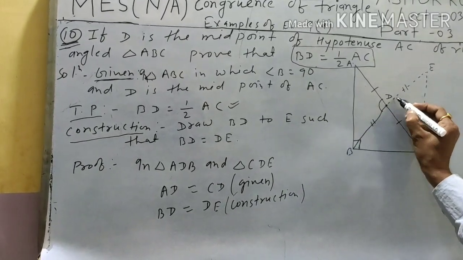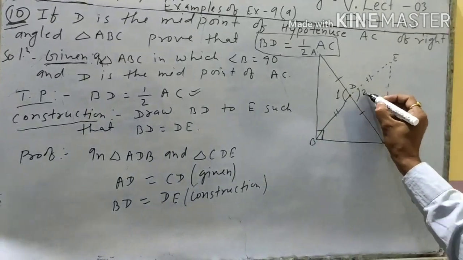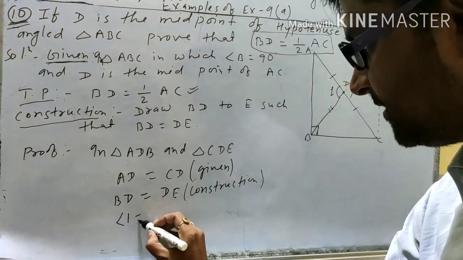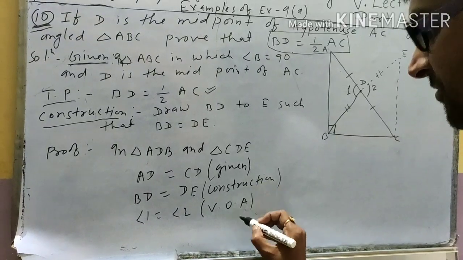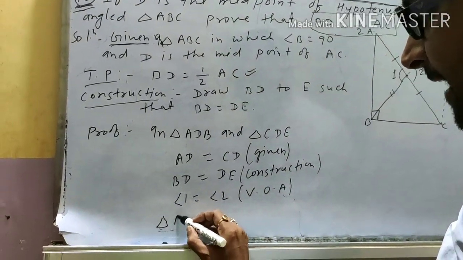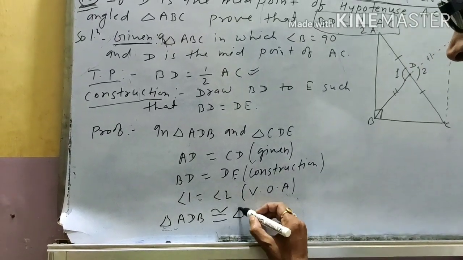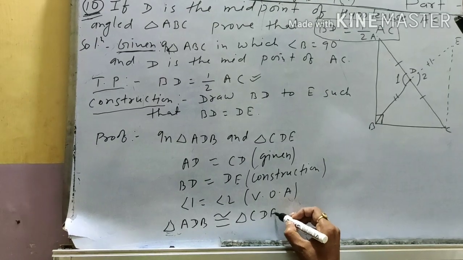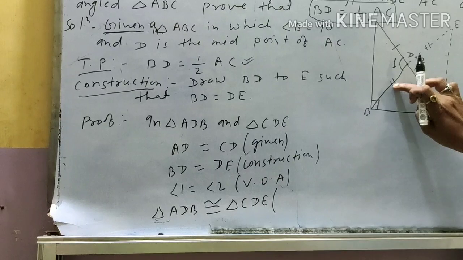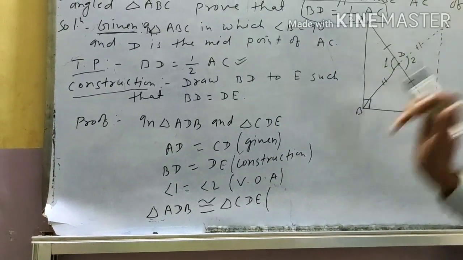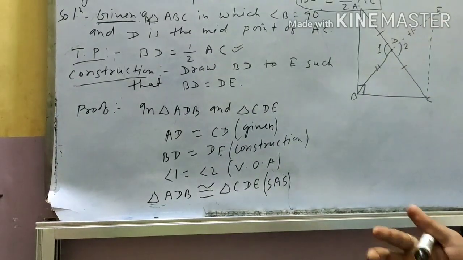And this angle is equal to this angle. So we can write here angle 1 and angle 2. Angle 1 is equal to angle 2, vertically opposite angles. So triangle ADB is congruent to triangle CDE. The reason is which criteria? Side angle side. By side angle side criteria, these two triangles are congruent.